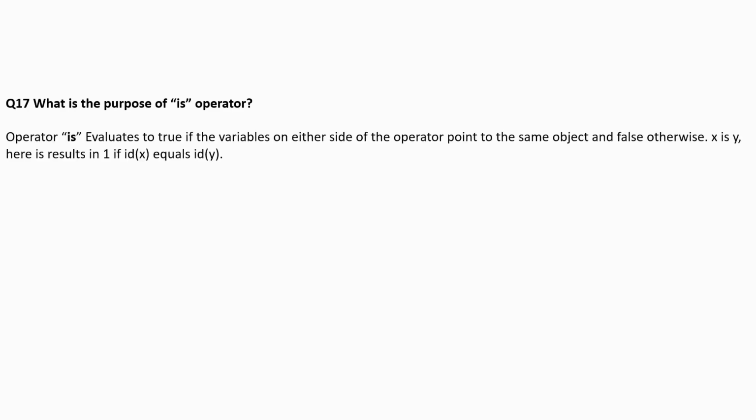What is the purpose of the is operator? The is operator evaluates to true if the variables on either side of the operator point to the same object, and false otherwise. X is Y results in 1 if id x equals id y. So basically the is operator is used to make the comparison, to check whether x is equal to y or not. So if that is the way you want to understand it, then yes, it says like this.